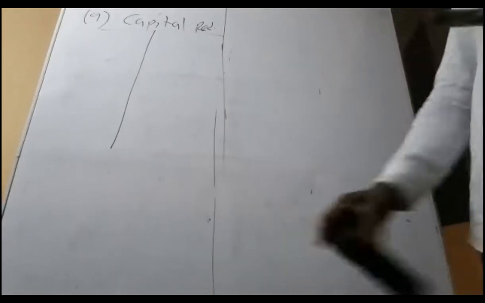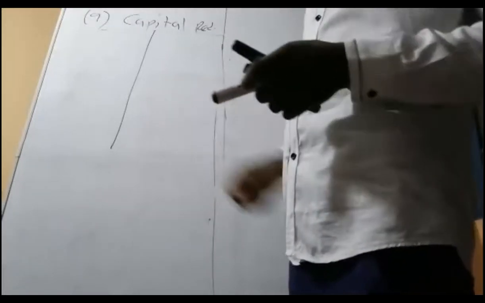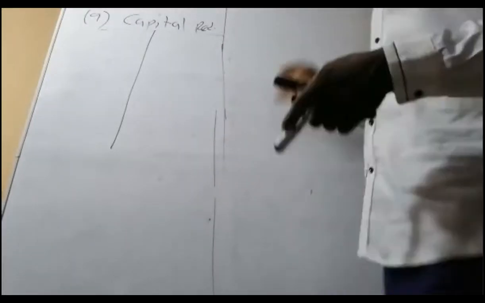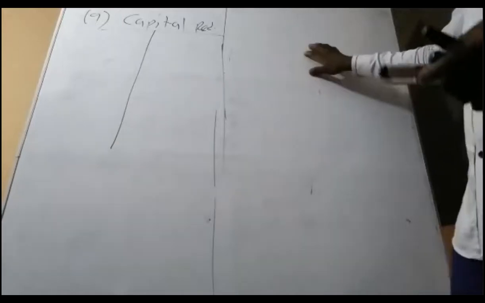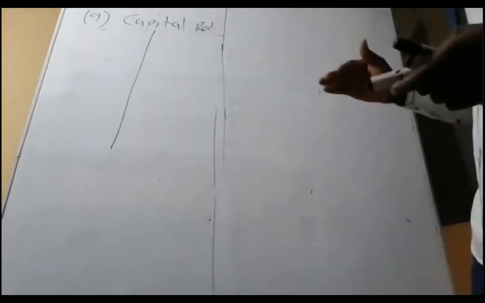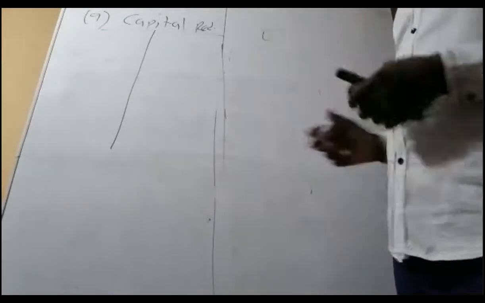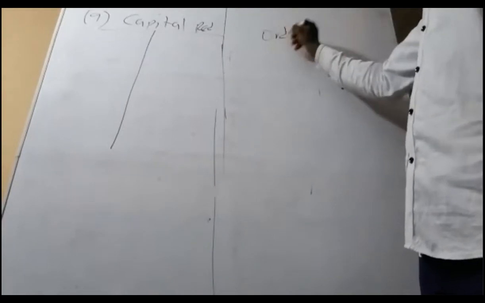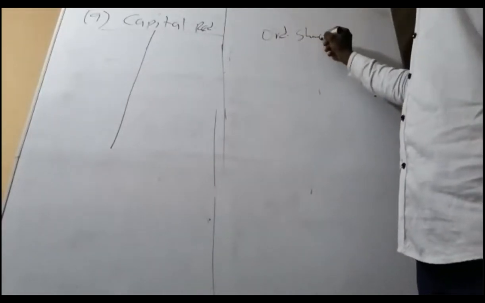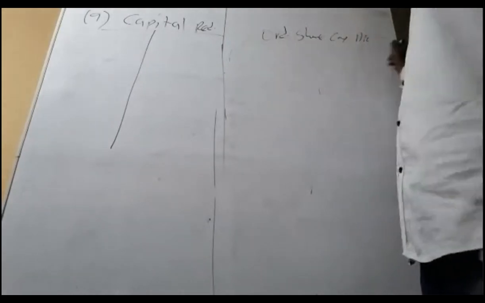So I've opened the capital reduction account here. Let me also open the ordinary share account here. I want to open all the accounts first. After that, we proceed to prepare the balance sheet. So ordinary share capital account.